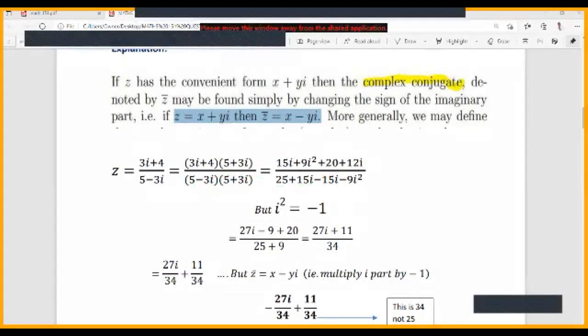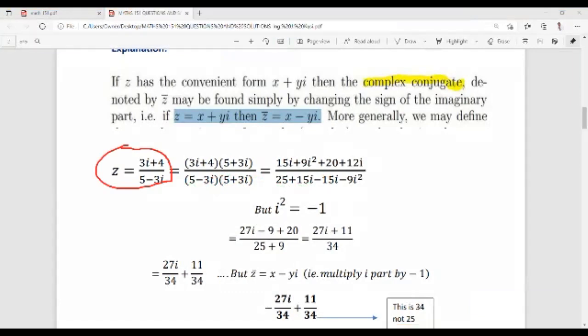So this thing you see here, only this can come in the examination, just rationalizing something like that. If you know how to do this, you can get some of the exam questions correct.